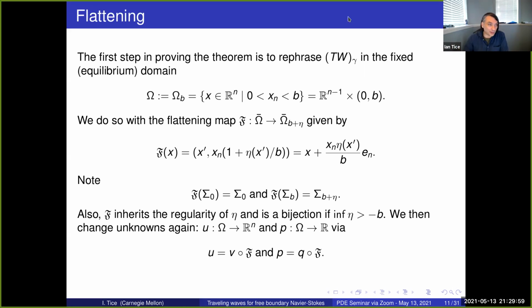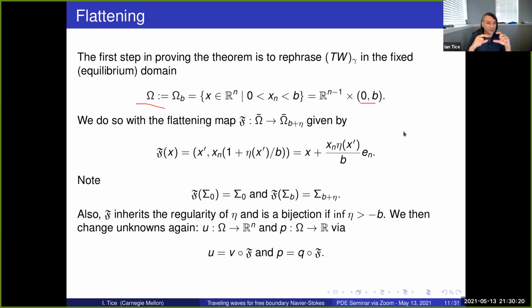And we do that as well. We just do not use the standard tool of Lagrangian coordinates, which is something that you often use in this industry. What we do instead is we are going to rephrase the entire problem on the domain omega, which is the equilibrium domain. So it's just a cross section crossed with the vertical interval 0 to b.